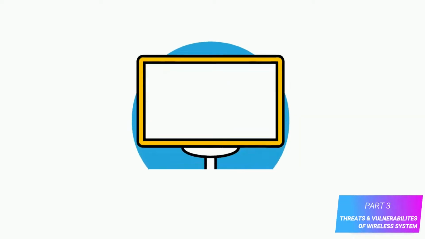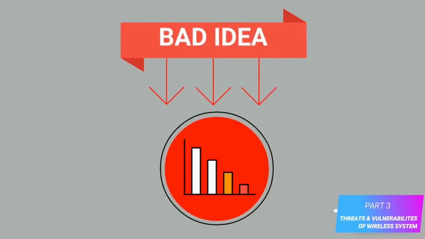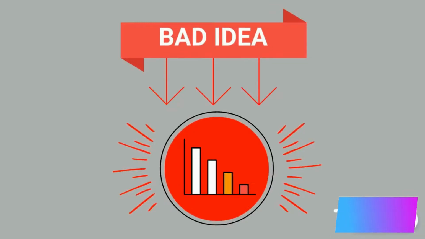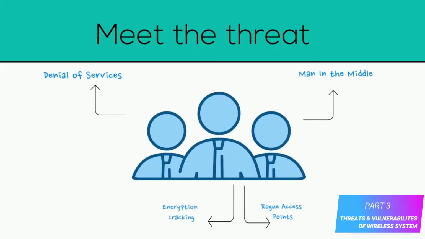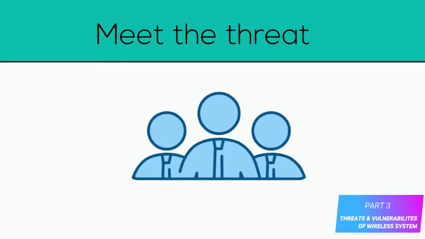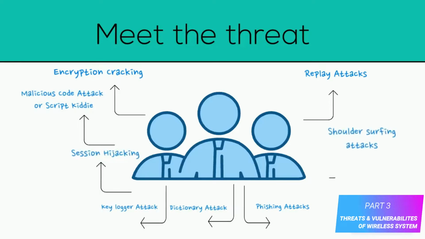Threats and vulnerabilities of wireless systems. There are many threats that can happen in wireless system attacks, but the most common are listed here. Denial of service. Man in the middle. Rogue access points. Encryption cracking. Brute force attacks. Besides, there are other attacks such as replay attacks, phishing attacks, dictionary attack, keylogger attack, malicious code attack or script kiddie, session hijacking, and shoulder surfing attacks.